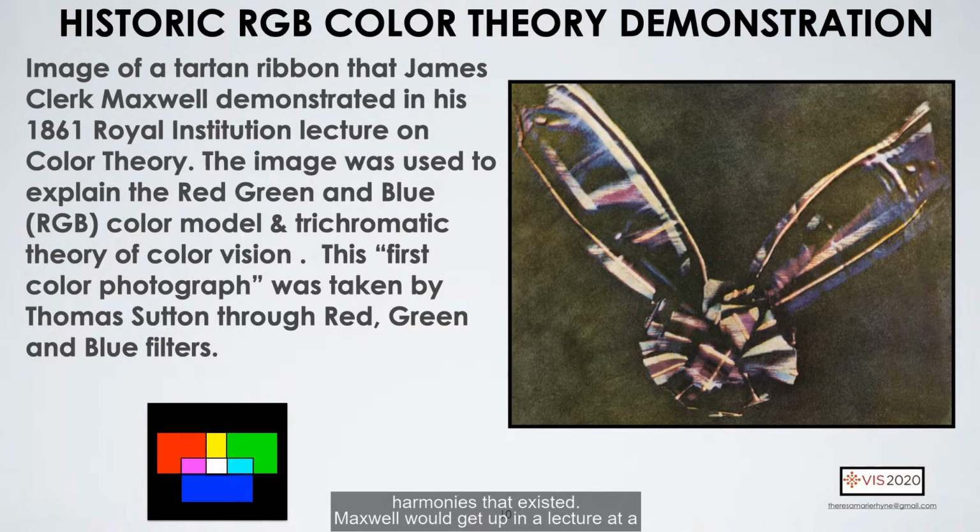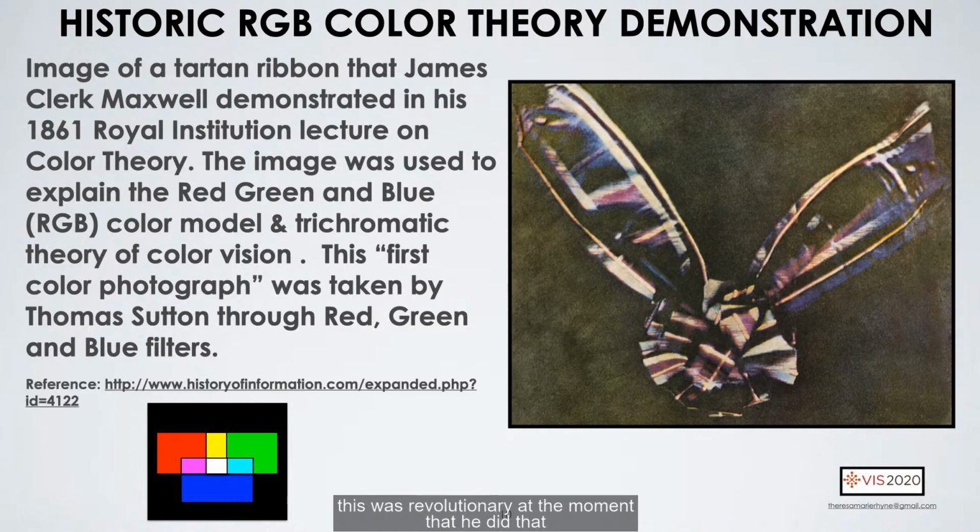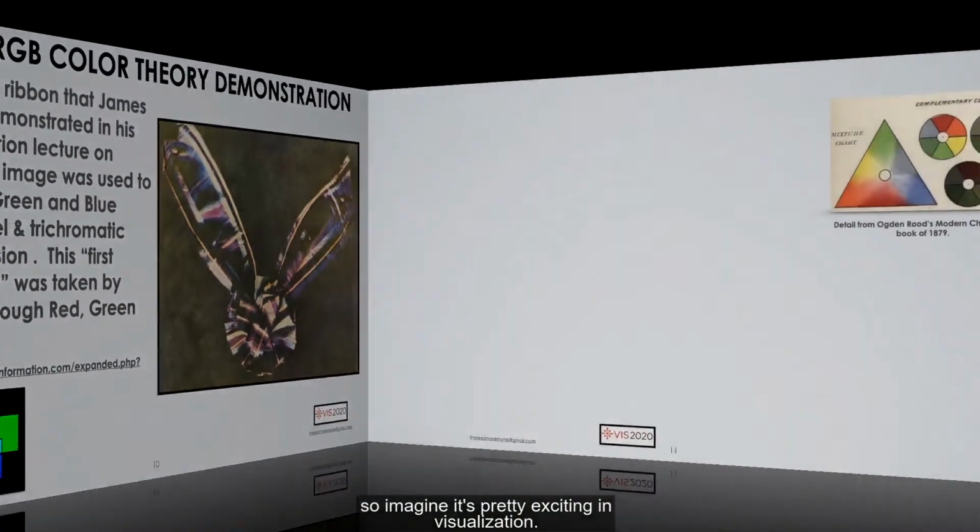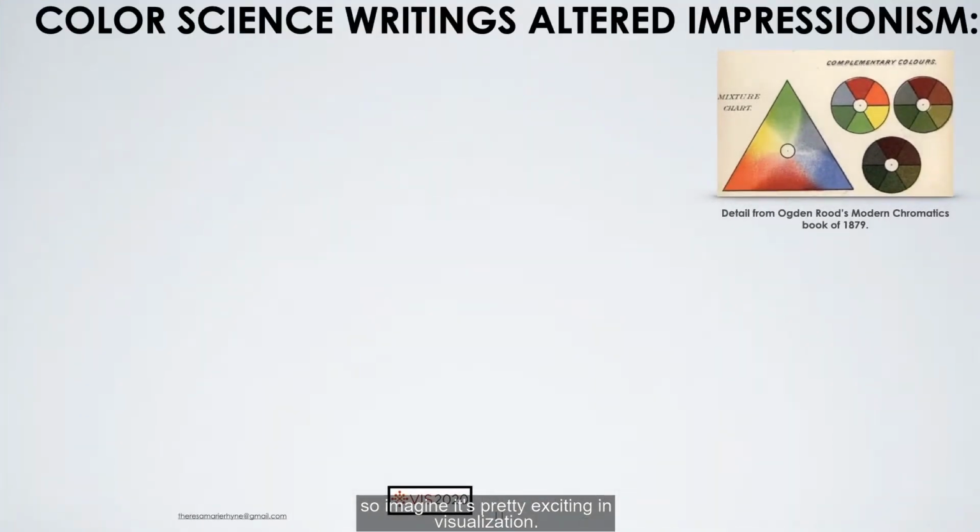Maxwell would get up and lecture at the Royal Institution, and he would, for the first time, produce the first red, green, and blue color photograph. He took various filters and he showed red, green, and blue combined together to create an image of the color. Now, this was breathtaking. This was revolutionary at the moment that he did that. So imagine, it's pretty exciting in visualization.